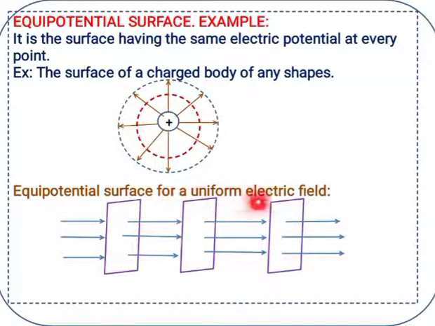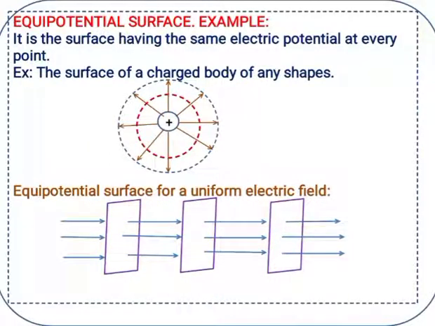Equipotential surface for a uniform electric field. These arrows, these lines, show the electric field lines. Suppose we consider this type of diagram. There also we can study the equipotential surface in the uniform electric field, where on the surface the electric potential is the same at every point.